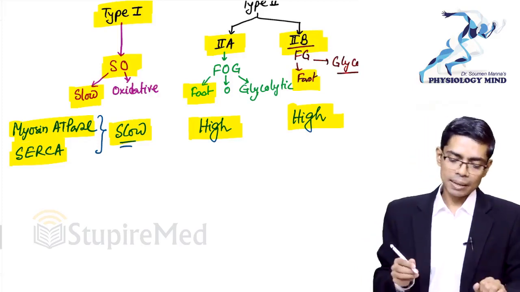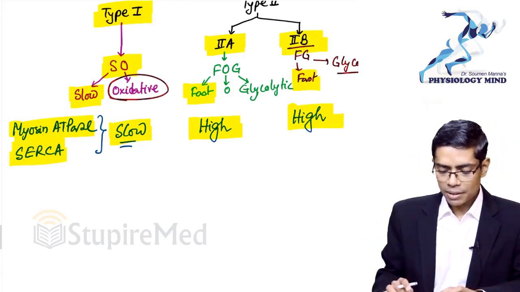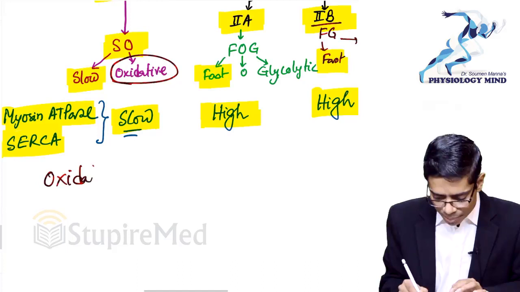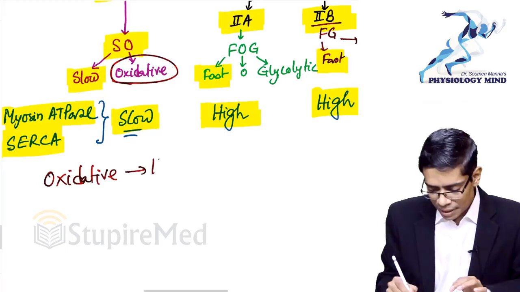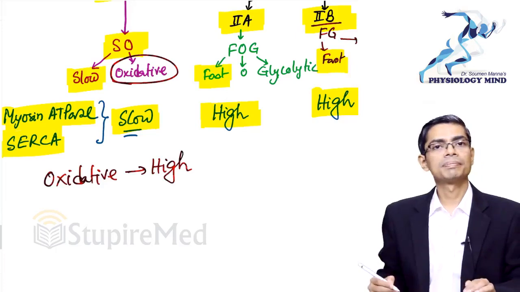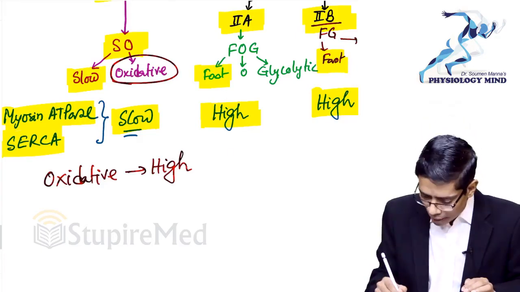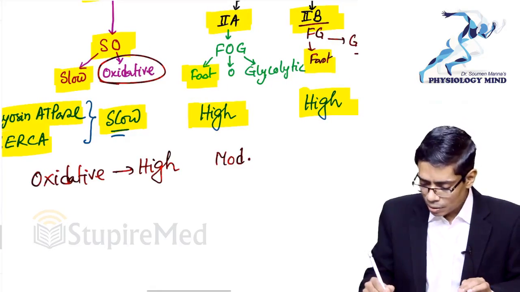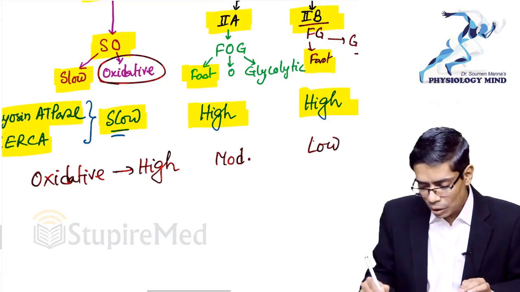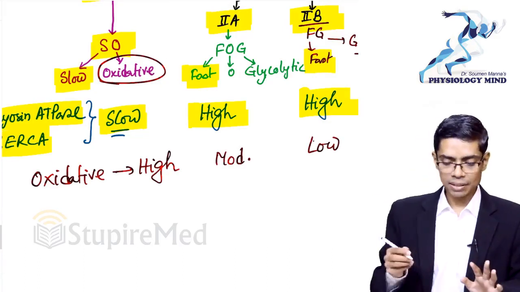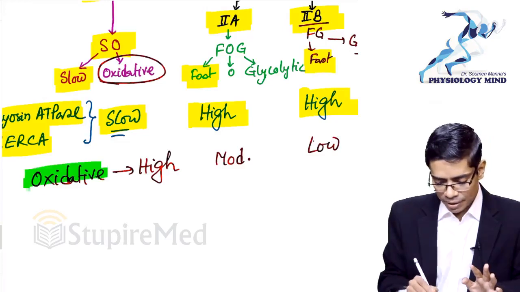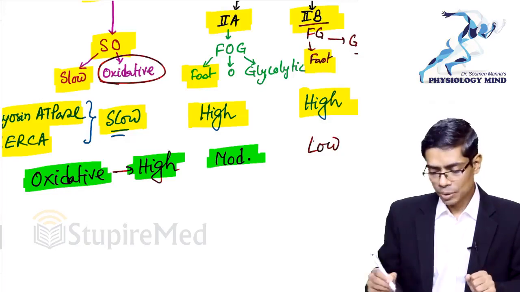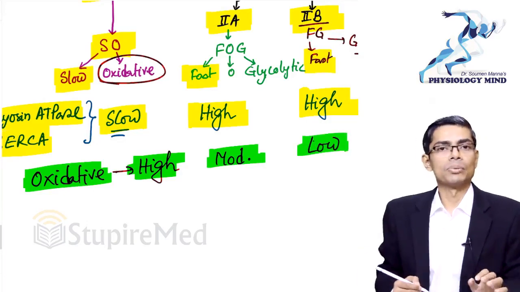First thing. Then coming to the metabolism. Metabolism is oxidative. So oxidative metabolism is very high in case of type 1 fiber. In case of type 2A, this is moderate, and in case of type 2B, oxidative activity is very low. Am I clear? Okay, remember like this: oxidative metabolism is very high in type 1, moderately active in type 2A, and low in type 2B.